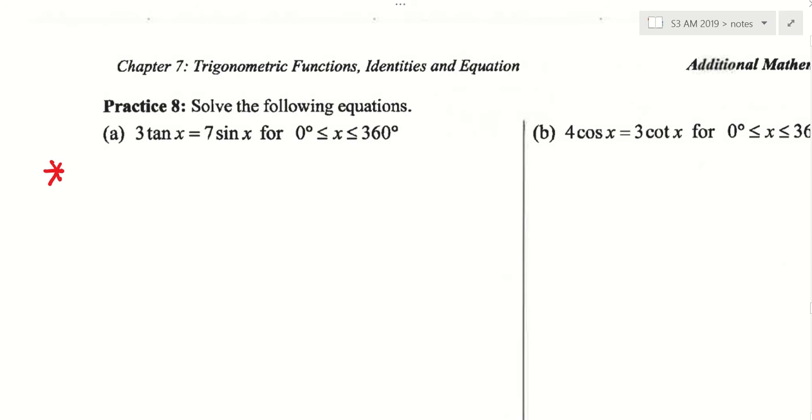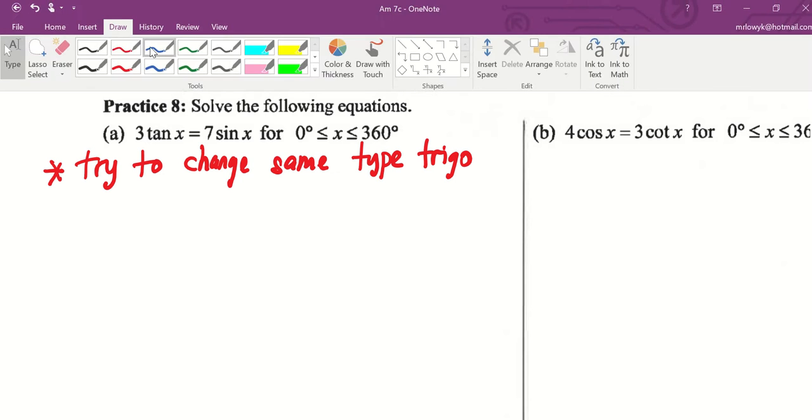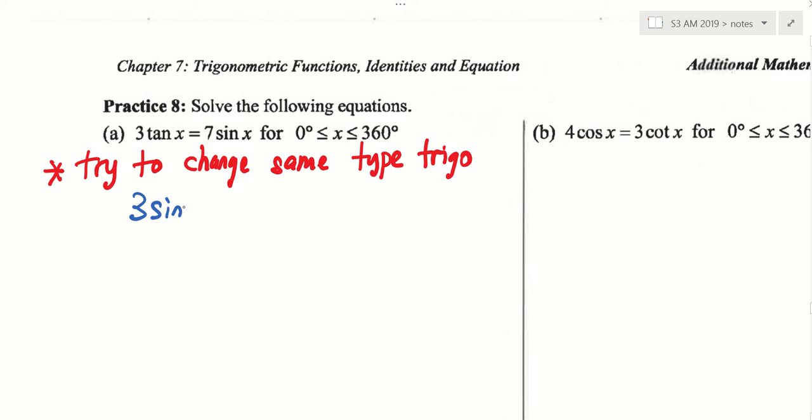So can you write out the sentence in red? Whenever you see two different trigo, you always try and convert to the same type of trigo. Wait, you mean change the tangent to sine cosine? Yes. Sine is already sine, there's nothing you can change. It's the basic unit already. But for tangent, you can change to this. So can you write down 3 sine x over cosine x equals to 7 sine x over 1.